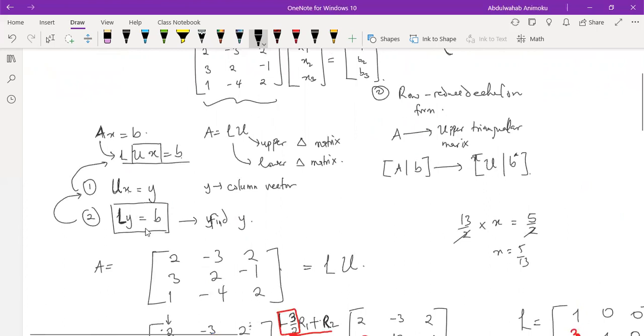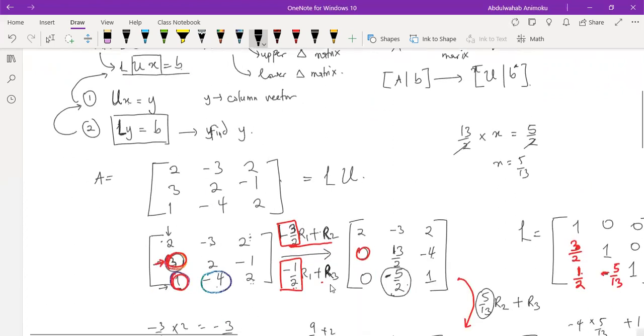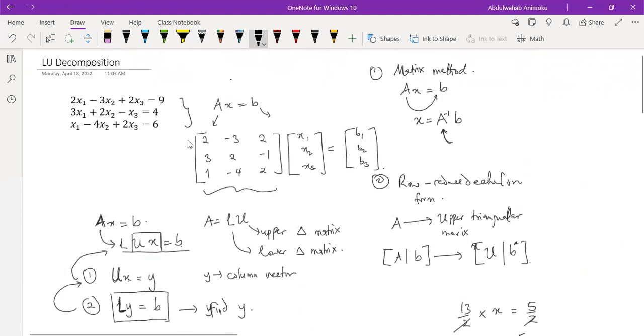Then once we've done that, we can now solve Ly equal to B, which is just multiplying L and Y together, and then we solve simultaneously to find what Y1, Y2, and Y3 are. Once we've done that, the same thing happens to the second step, which is just multiplying U and X, and then you know your Y now, so you can use that to solve for X. So basically that's how to use this method. You're going to see more examples coming from me on how to use this method so that you can really begin to understand how the method works.